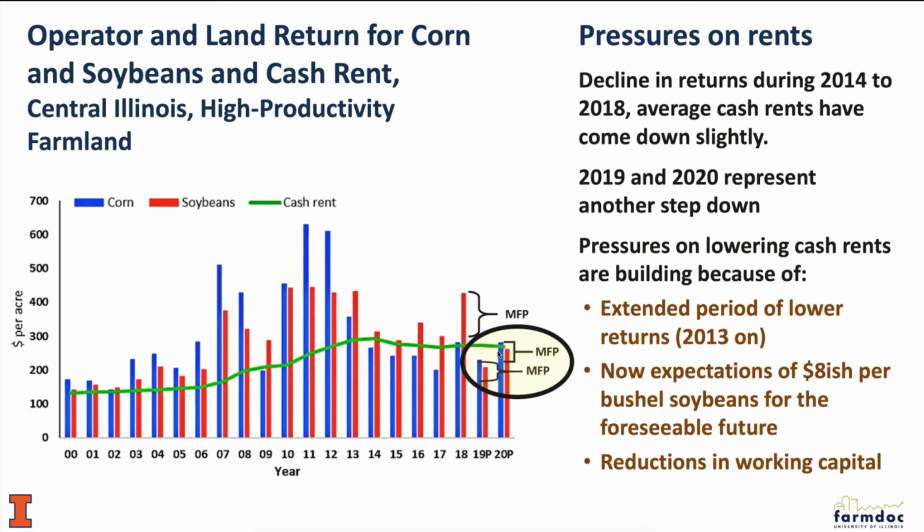We've seen declines in returns since 2013, and people have been getting by during this extended period by having working capital to rely on, and using that working capital to get through that period. Now we're looking at, rather than having that $9 soybeans that we had in 2015 through 2018, $8-ish soybeans, and you saw my projections, even with $9 per bushel, that we're going to see much lower returns.